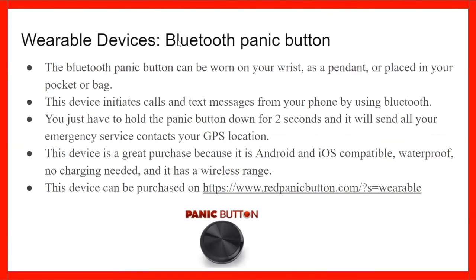So the Bluetooth panic button. The Bluetooth panic button can be worn on your wrist as a pendant or placed in your pocket or bag. This device initiates calls and text messages from your phone by using Bluetooth. You just have to hold the panic button down for 2 seconds and it will send all of your emergency service contacts to your GPS location.